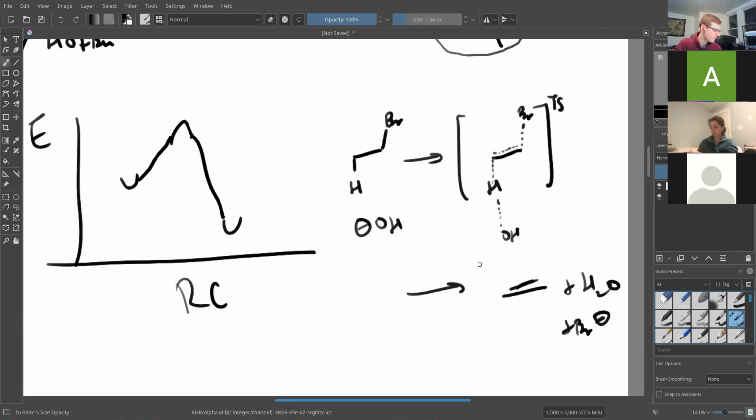That's a good point. Whenever I've seen stuff about Hofmann or Zaitsev products, it's always been in terms of kinetically favorable, because it's kind of a steric effect. The tert-butyl group is just so big and it gets in the way. I haven't seen it reflected in an energy diagram before. Yeah, maybe it can be.